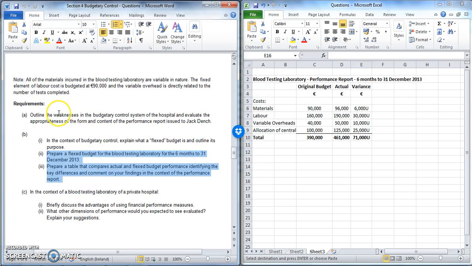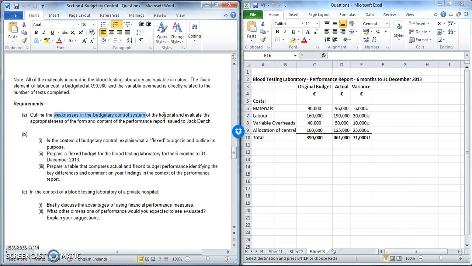First question asks you to outline the weaknesses of the budgetary control system of the hospital and evaluate the appropriateness of the form and content. So in two parts. One is the weaknesses of the system. So you're looking at here, how does the hospital go about setting budgets, go about using that as a control mechanism in terms of comparing those to actual. So what are the weaknesses in their system?